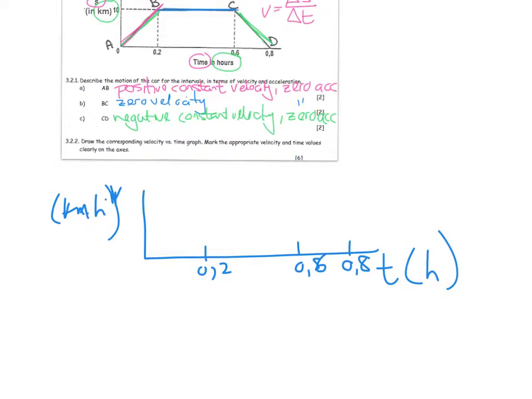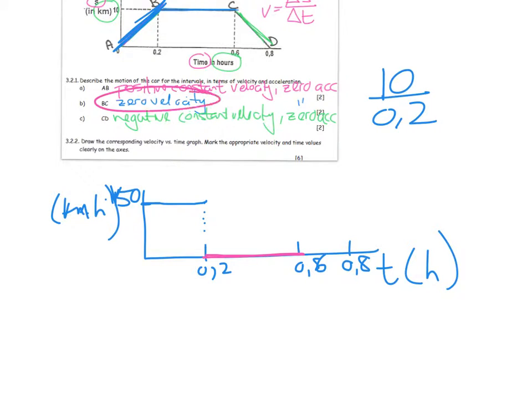I've got a divider at 0.2 and another one at 0.6 and an end point at 0.8. From 0 to 0.2, I have a constant velocity. I can work out that gradient. It is equal to 10 divided by 0.2, which is going to be 50 kilometers per hour. Then from 0.2 to 0.6 is 0. There's no velocity, zero velocity. And finally, over here I am going from 10 to 0, so it's negative 10, and again it's 0.2, so it is negative 50.